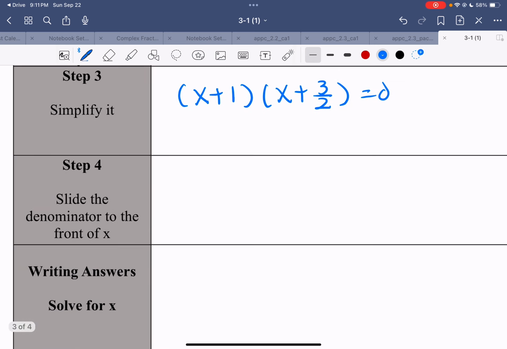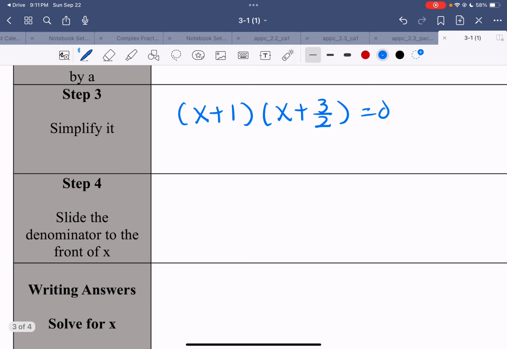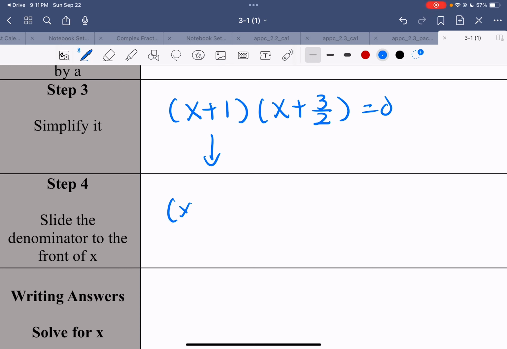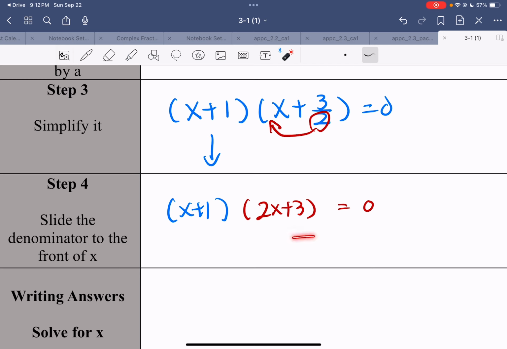Step number 4. If you have any denominator, you're gonna slide it in front of x. I don't have any denominator, so the first one I will just write as it is. But the second one has a denominator, so I'm gonna slide it in front of x, which I'm gonna get 2x plus 3. That's it for the factoring part.